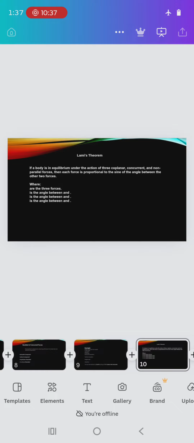What is meant by Lami's theorem? If a point is in equilibrium under the action of three forces, then each force is directly proportional to the sine of the angle between the other two forces. This is Lami's theorem. Okay.